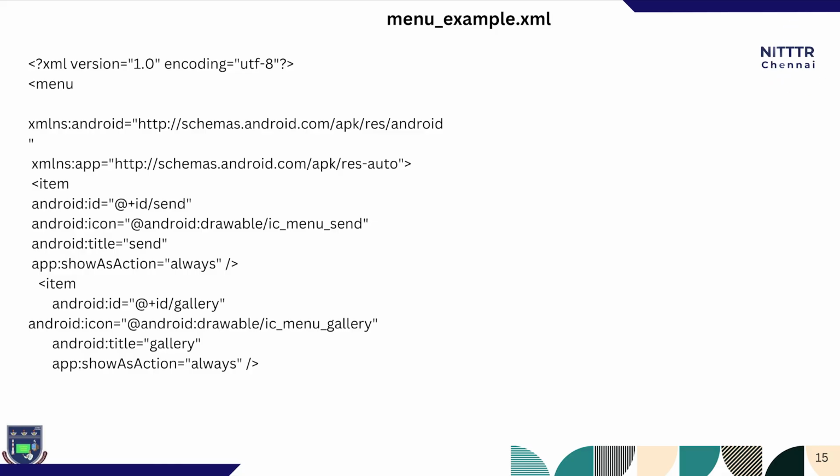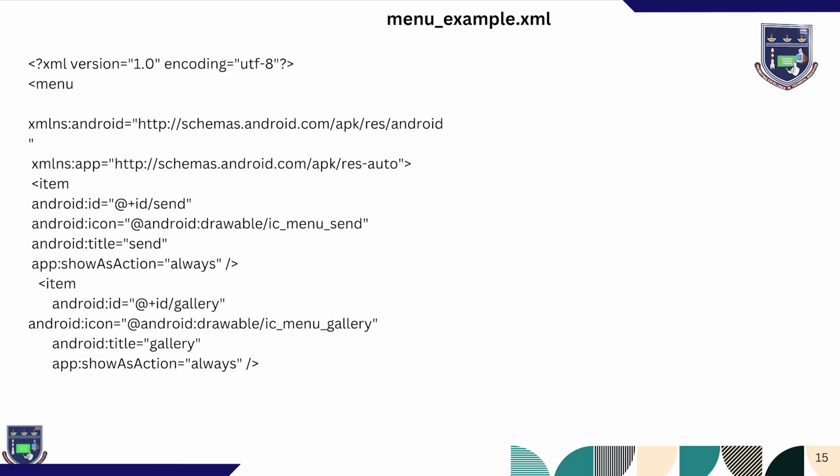This XML file is stored inside the res folder and menu directory, and it contains all the menu items that will appear either in the action bar or in the overflow menu. The first statement is the XML declaration: xml version 1.0 and encoding UTF-8. This declares it as an XML file and specifies UTF-8 encoding for proper character representation. Then second, we have the menu tag. Menu is the root element.